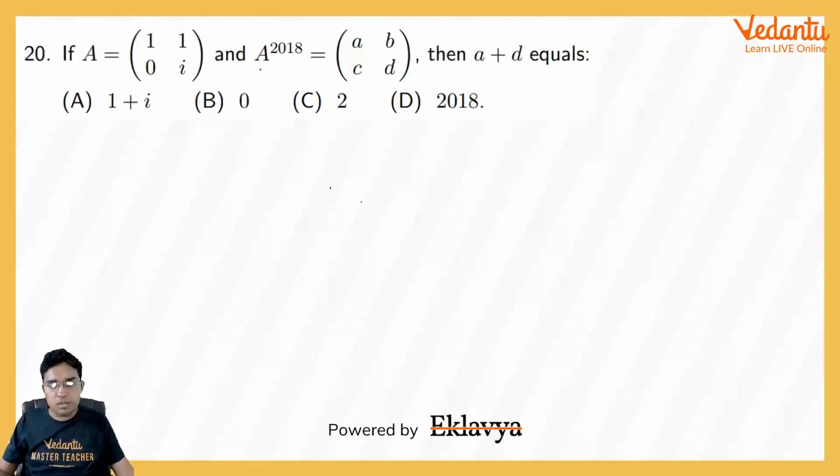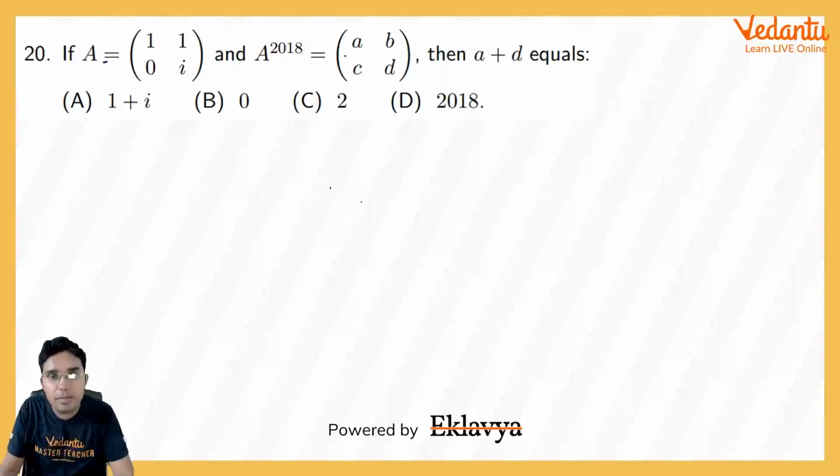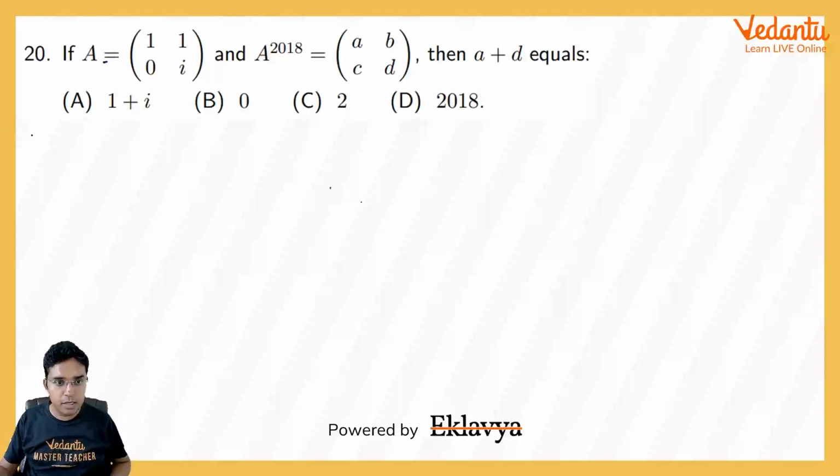Coming to the next question, that is 20. We are given A is equal to the matrix [1, 1; 0, iota] and A^2018 is equal to [a, b; c, d]. Then what will a plus d equal? Okay, so I have two methods to do this question. Let us see how we can do it.